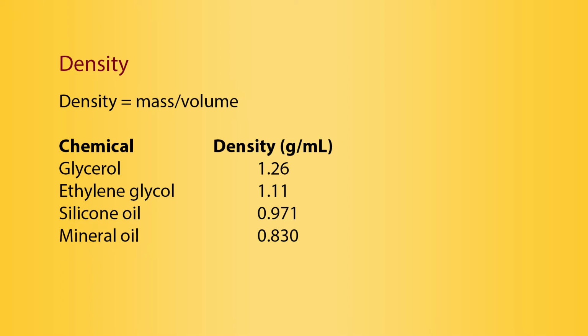The different densities of these 4 liquids explain the ordering of the layers. Glycerol is the most dense, so it sinks to the bottom. Mineral oil is the least dense, so it floats.